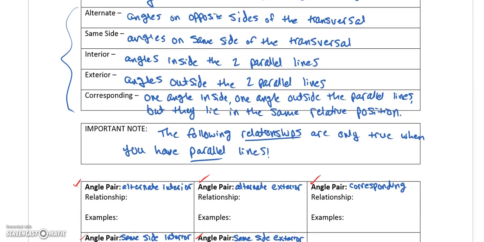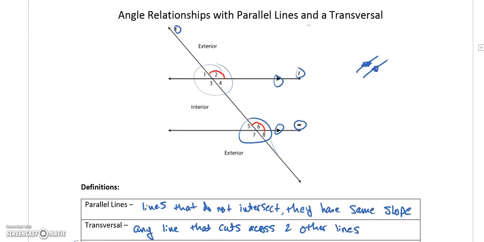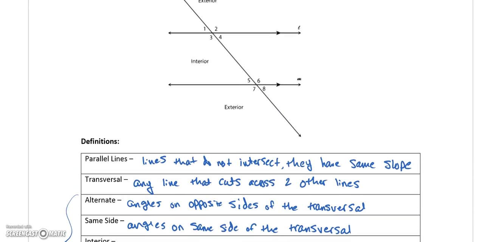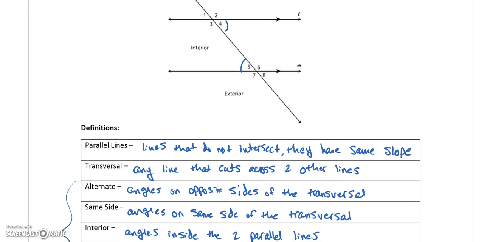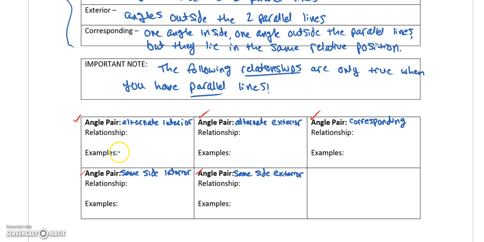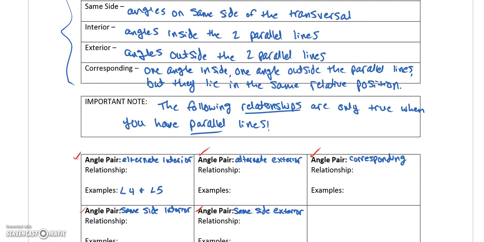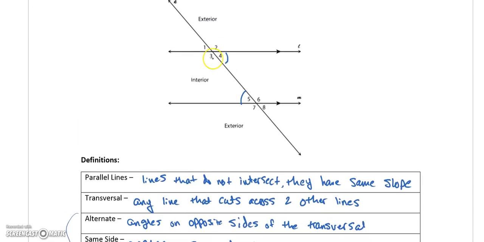Now I'm combining a couple of these definitions. Alternate interior angles. Alternate means I need one on either side of the transversal, and then interior means they have to be inside of the parallel lines. So angle 4, angle 5 are alternate interior angles. We have another pair of alternate interior angles, angle 3 and angle 6.